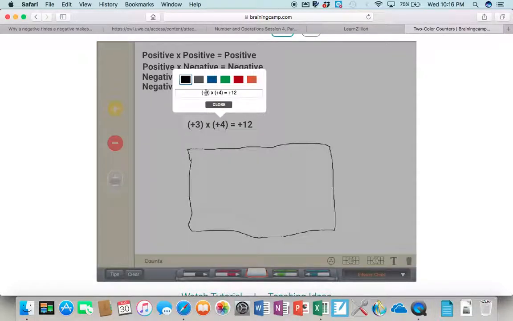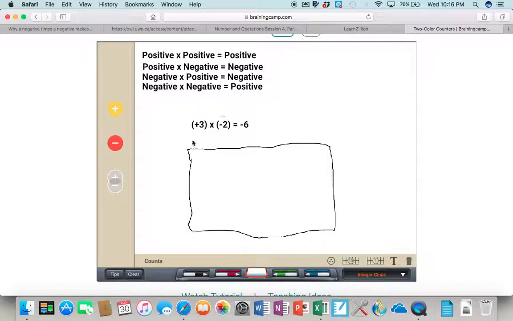Now let's change this to a negative. And just to be different, let's call this positive 3 times negative 2. And because you know the rules, 3 times 2 is 6, and a positive times a negative is a negative, so we know the answer is going to be negative 6. But what's really going on here?